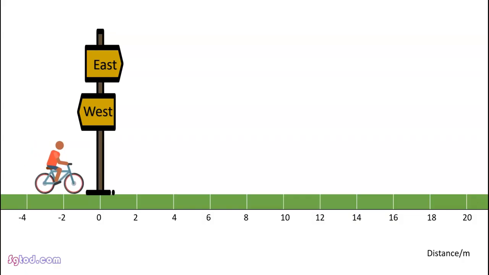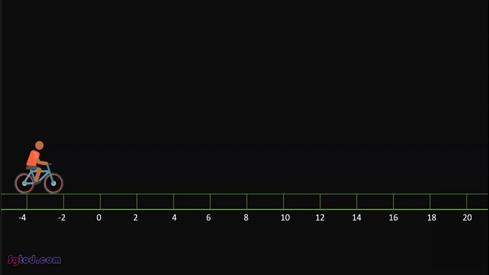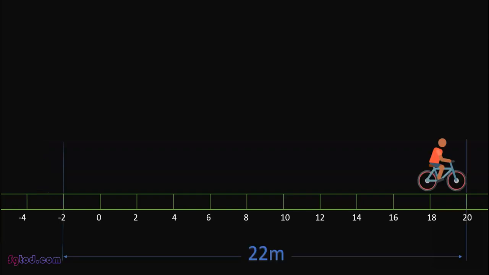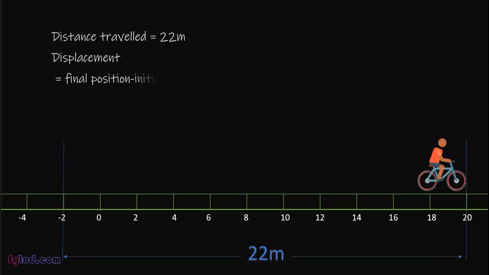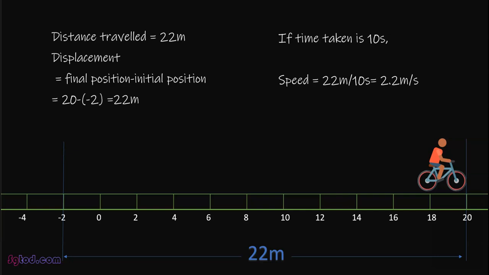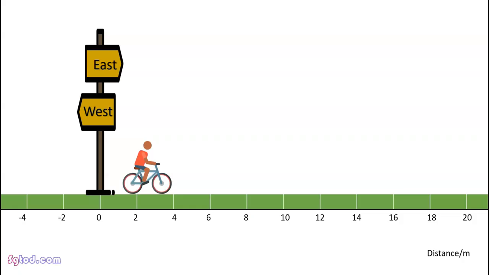Back to the example of the cyclist which travels eastward. He traveled a distance of 22 meters. His displacement is also 22 meters. If the time taken is 10 seconds, his speed is 2.2 meters per second. His velocity is also 2.2 meters per second. Now, bear in mind this speed of 2.2 meters per second, and we shall look at a second scenario where he travels at the same speed but has a change in direction.